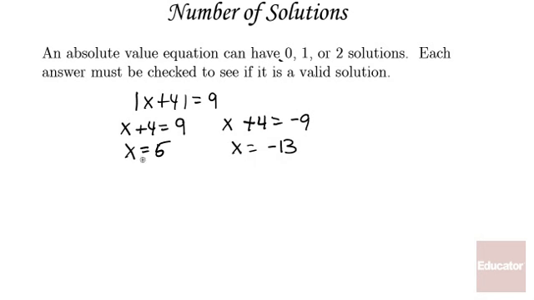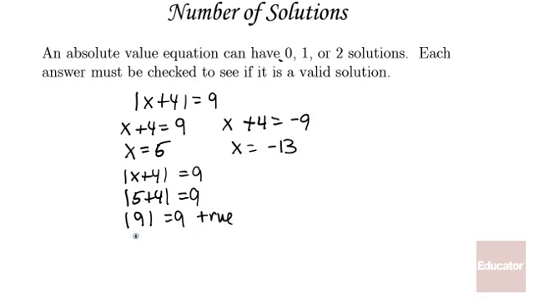So let's check this by going back to the original, the absolute value of x plus 4 equals 9. If x equals 5, then I'm going to get 5 plus 4 equals 9. So the absolute value of 9 equals 9, and that is true.